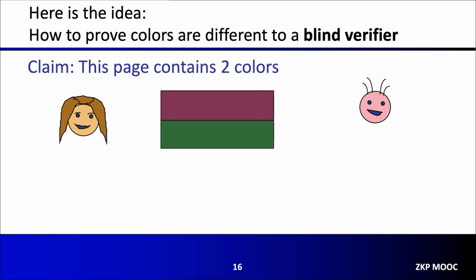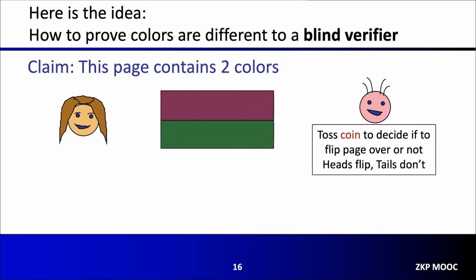How? Here's the first step. The verifier flips a coin, with the following idea. If the coin lands on heads, he takes the page and flips it over. And if it lands on tails, he doesn't change the page at all. Let's assume that he tossed the coin, and indeed it was heads. So he flipped the page so that what earlier was purple at the top is now at the bottom. And he does this in the privacy of his own home, not showing the prover the result of his coin. But he sends the page over to the prover.